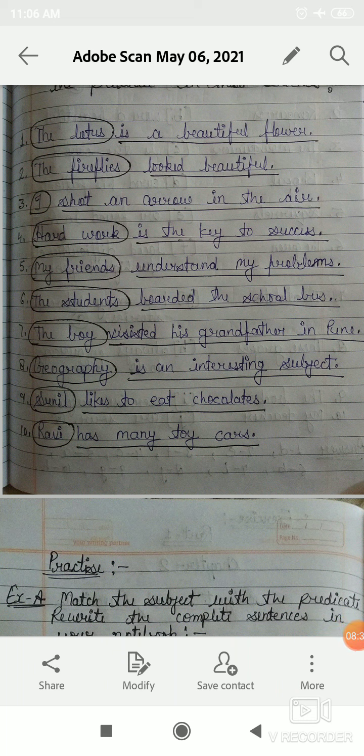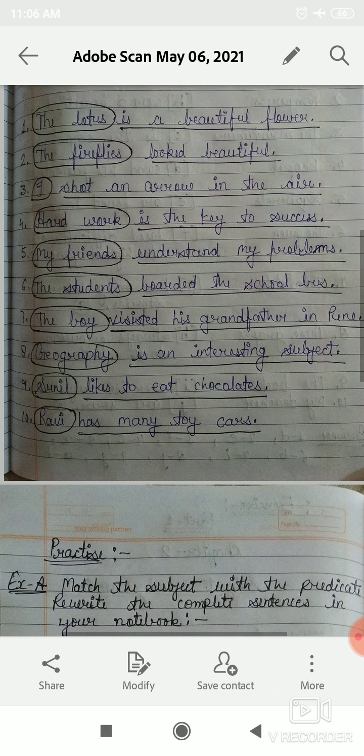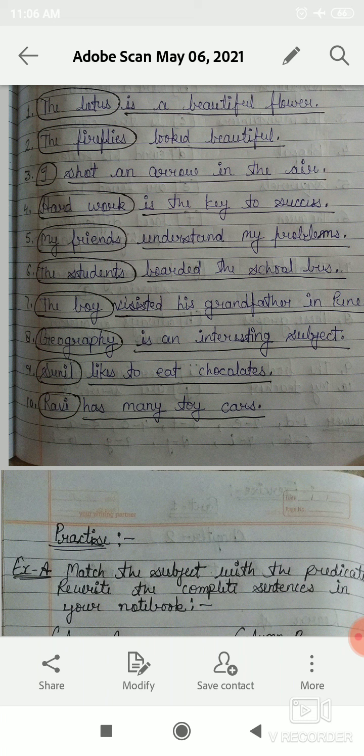Now next number 9. Number 9 is Sunil likes to eat chocolates. Okay, so students, tell me which part of the sentence is subject here and which part of the sentence is predicate here. So students, here Sunil is a subject because Sunil is the name of a person. And the remaining part of the sentence, that is, likes to eat chocolates, is the predicate here.